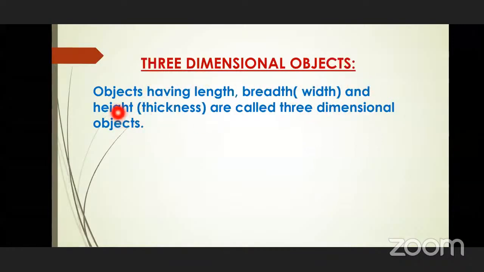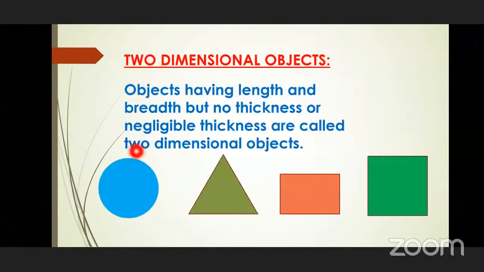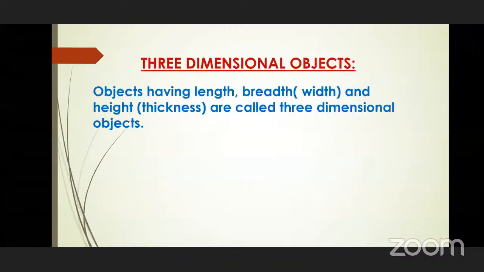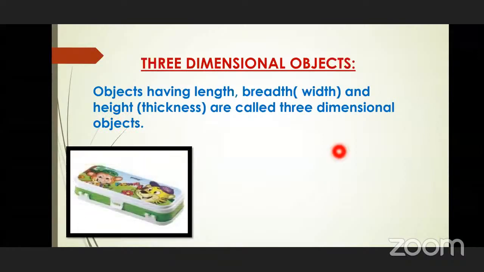So see, objects having length, breadth, and height are called three-dimensional objects. Here, they are two-dimensional objects. Why? Because they have only length and breadth. But three-dimensional objects have length, breadth, and height also. For example, see the picture. What is this?